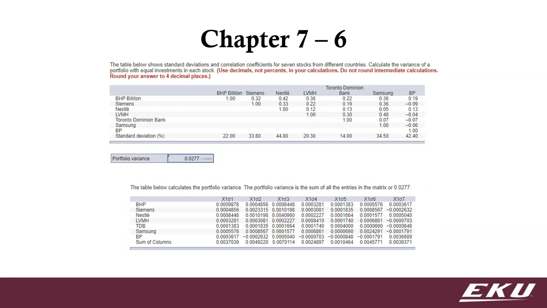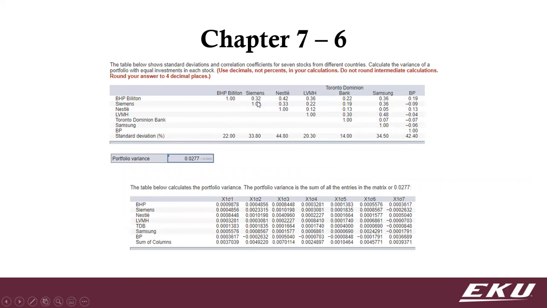All right, now this one, sort of like that last one, just feel free to pause to look over it. But what we're looking at is we have each of these investments, right? And then what we're saying is, how are they related? So BHP and BHP are one. Siemens and Siemens are one. Nestle and Nestle is one. LVMH, you know, so they're perfectly correlated with themselves. Remember, I said if there's a row of one, it's perfectly correlated. You're always perfectly correlated with yourself, right?